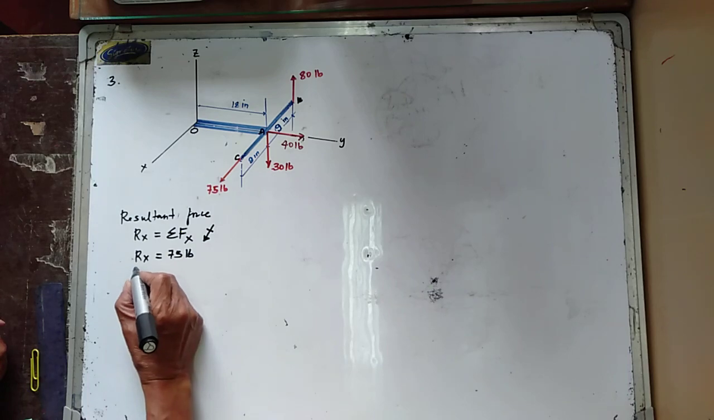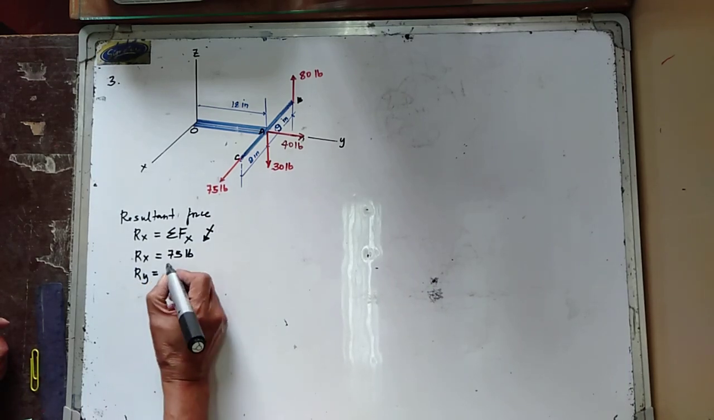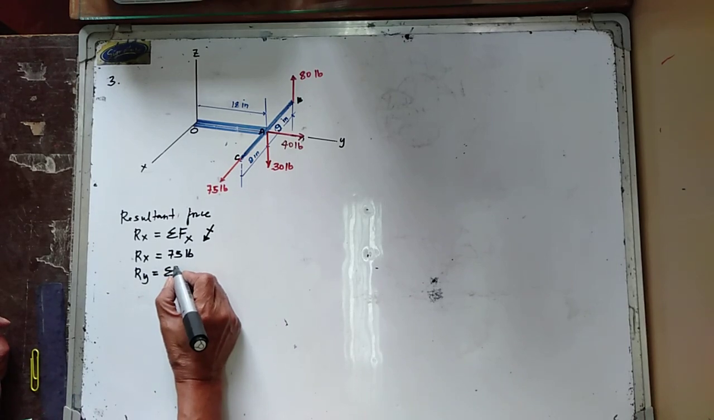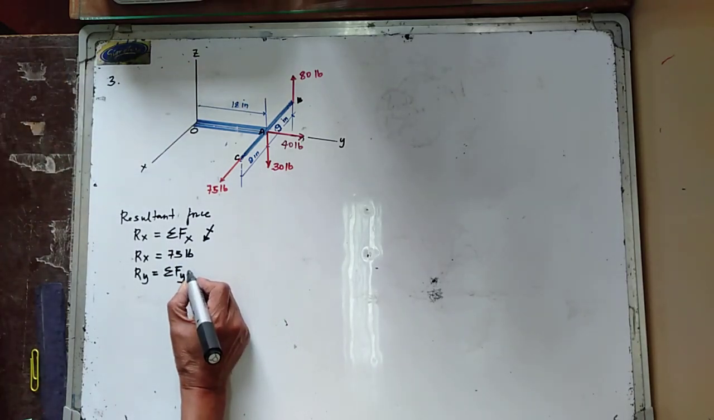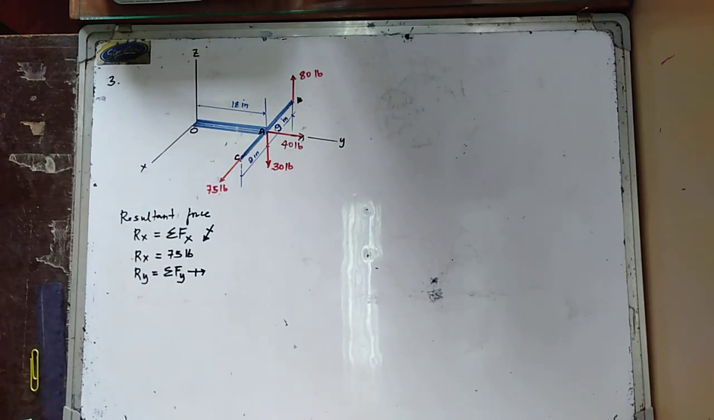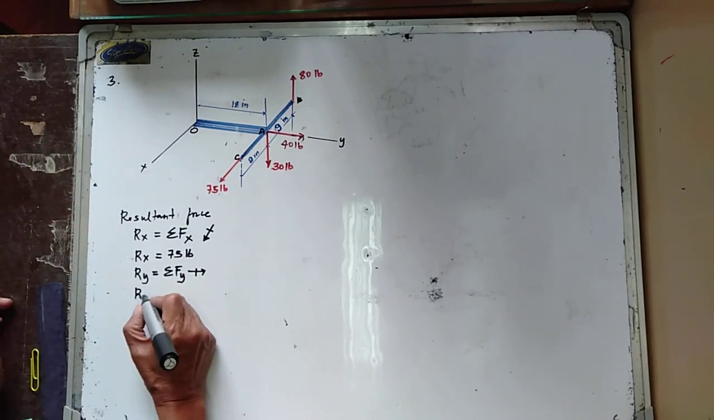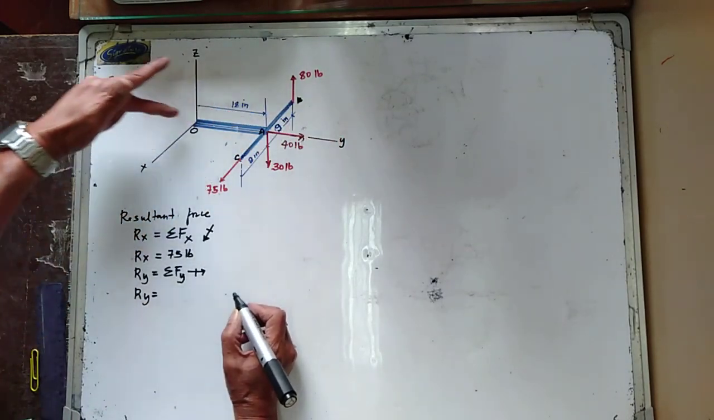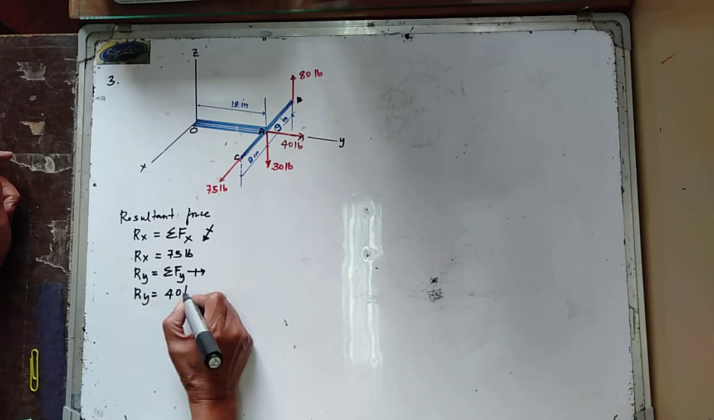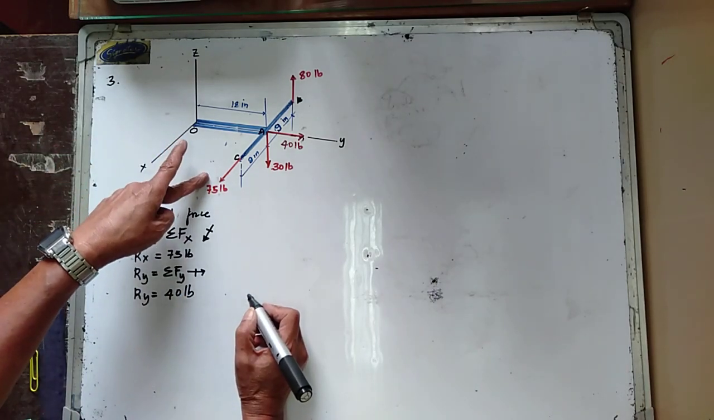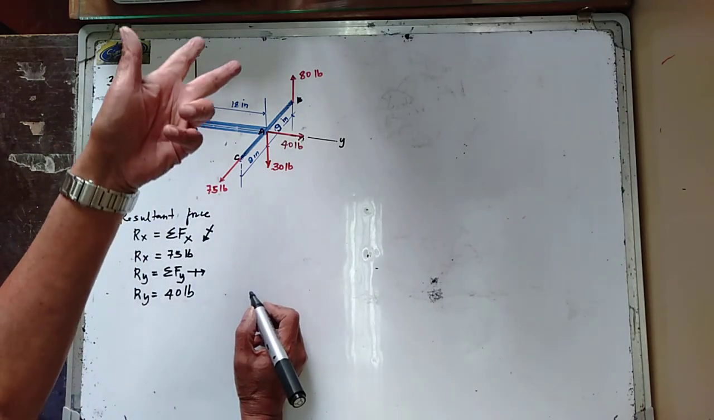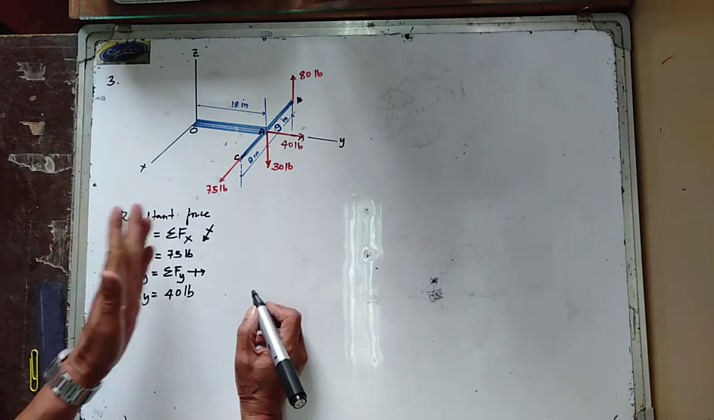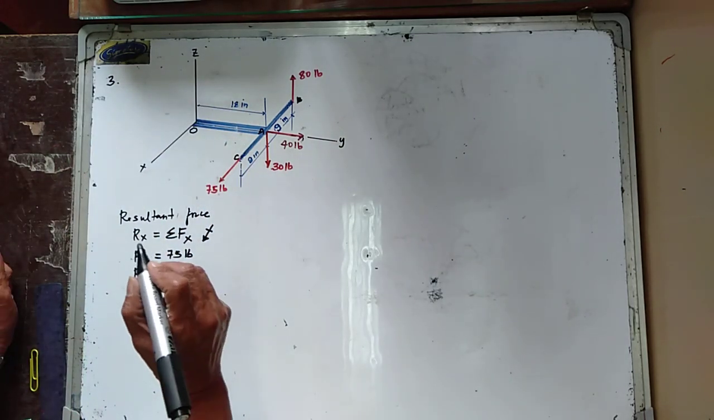Let's try to determine now your Ry. And Ry is summation of forces in the y direction. Okay, taking to the right forces as positive. So we have again your Ry is now equal to, so we have the 40 pound force. Again, 75 has no y component because it is parallel to the x-axis. And also with the 80 and the 30 pounds, which are parallel to the z-axis.